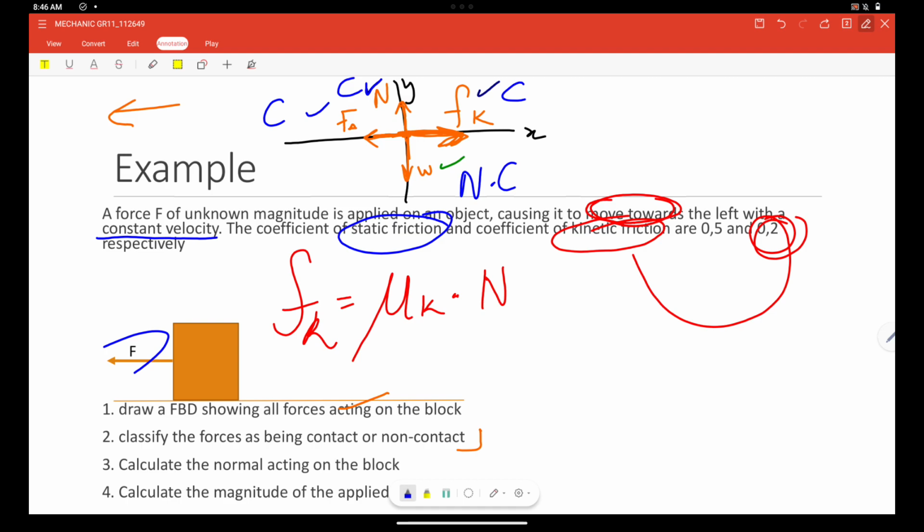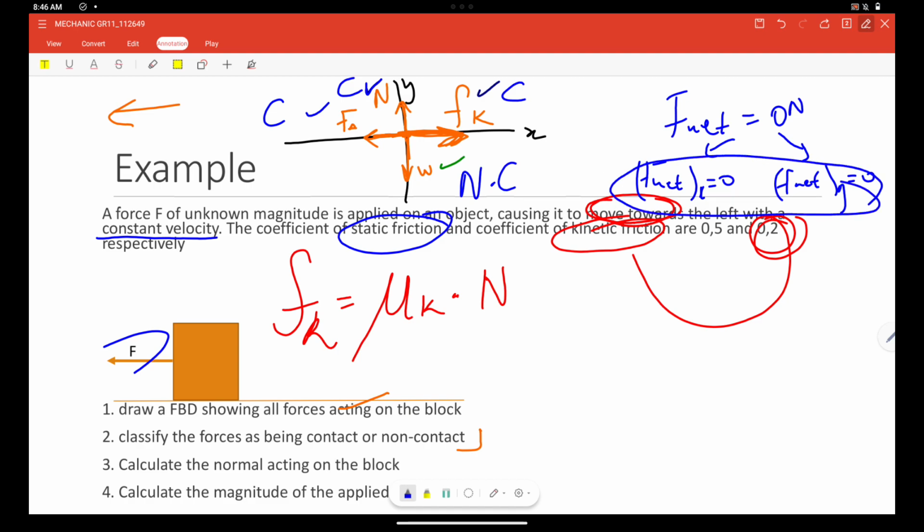Remember, we have the most powerful tool. We have Newton's first law. F net equals 0 Newton. And we said that this means that F net along the x is equal to 0, F net along the y is equal to 0. So if we are asked to calculate a force, it does not matter which force, we can start looking at these two equations over here.